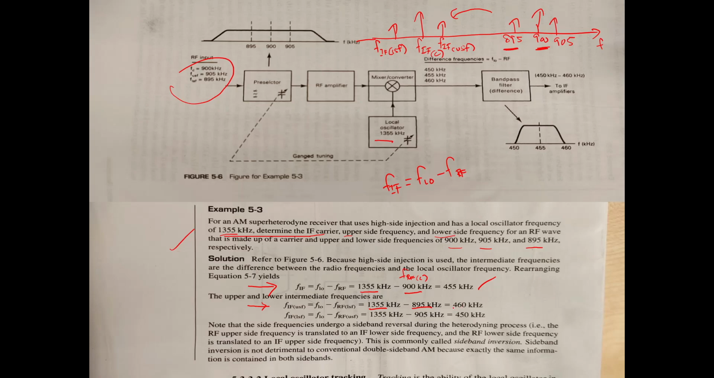So we get 460 kilohertz. And then what? The IF lower side frequency we get by subtracting the local oscillator from the upper frequency of RF. So we get 450 kilohertz. Okay, so that means the frequency band that we get is from 450 until 460. So this is from 450, 455 and 460 kilohertz.